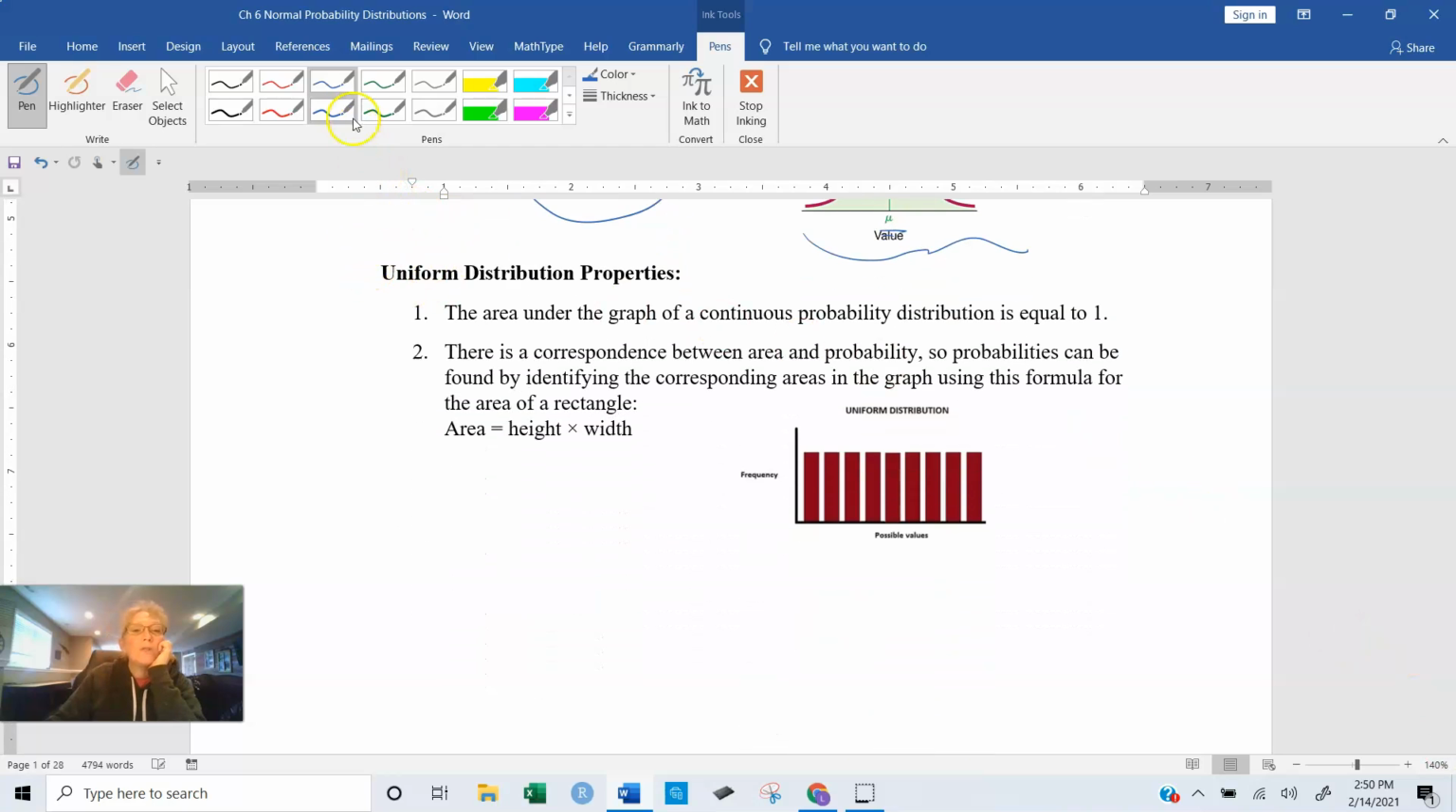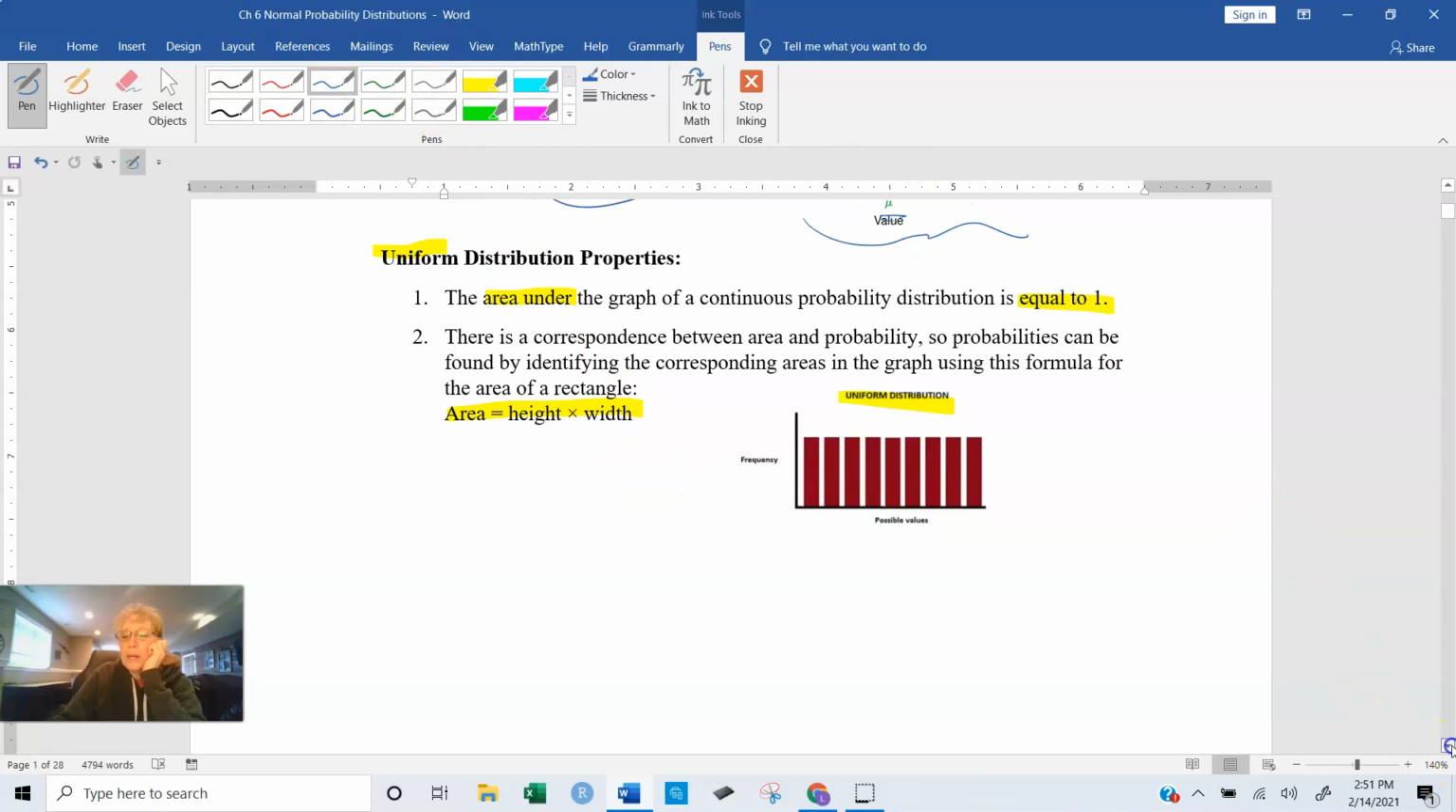Okay. Uniform distribution, when we talk about the area under the curve, it's just like always. It has to equal 1, nothing different. Remember, uniform means they are all the same across. We do not have our bell shape. And to find the area, it's the area of each rectangle, which is just width times height. So let's give this here an example.